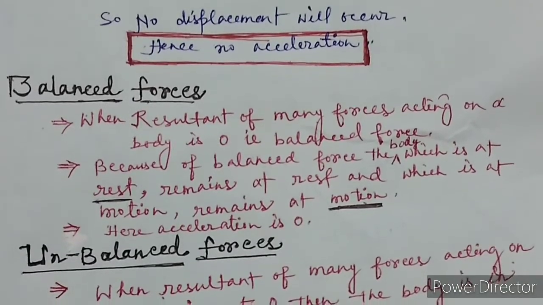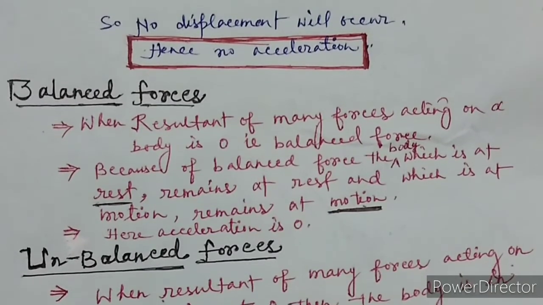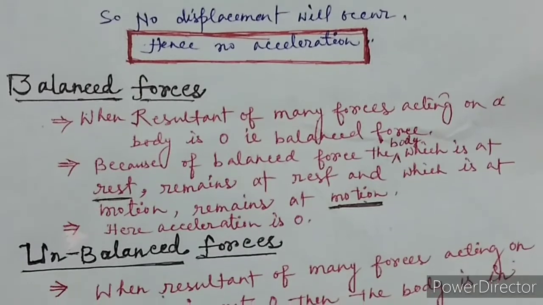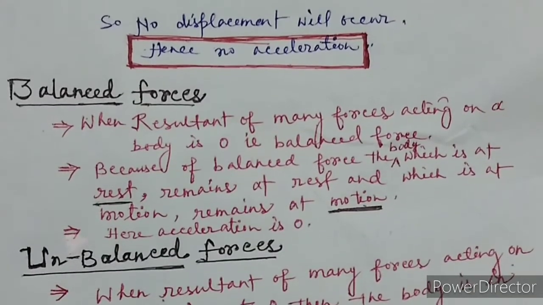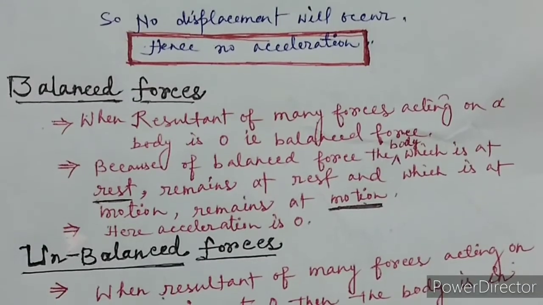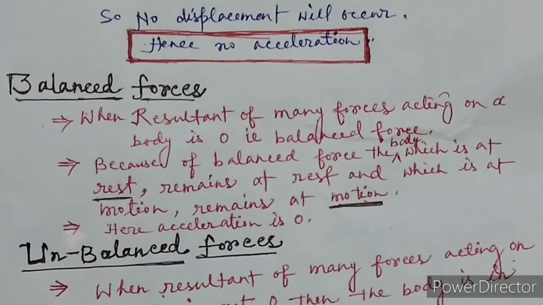Why? Because the acceleration is zero. Balanced force means the acceleration is zero. So if there is no acceleration, then if the body is at rest, it will remain at rest, and if it is in motion, then it will remain in motion.